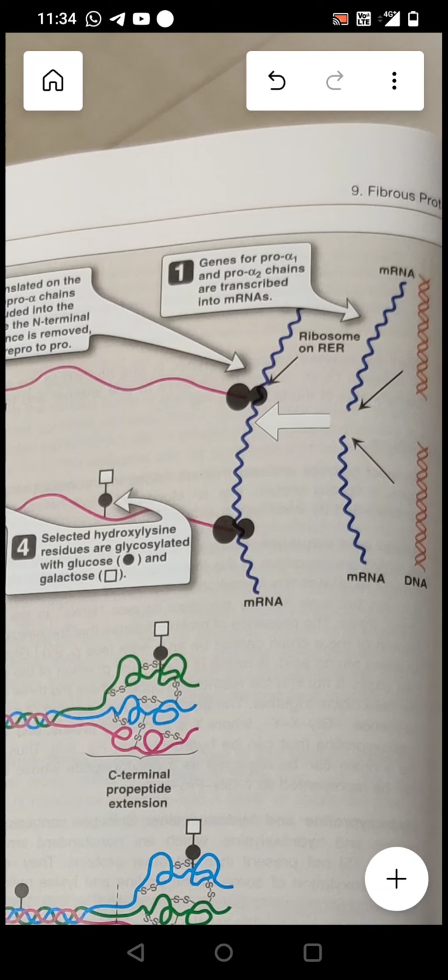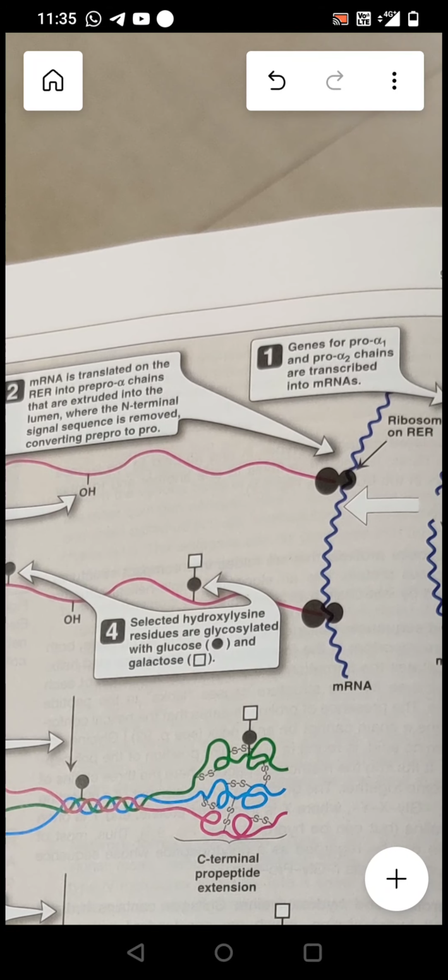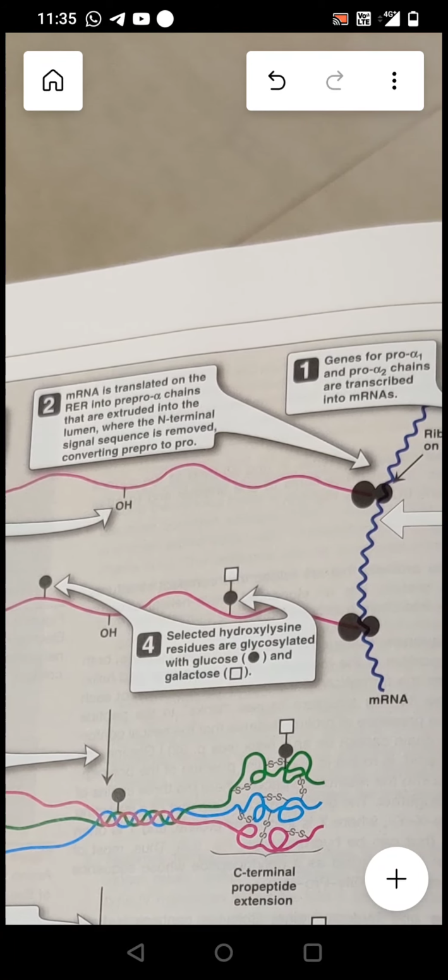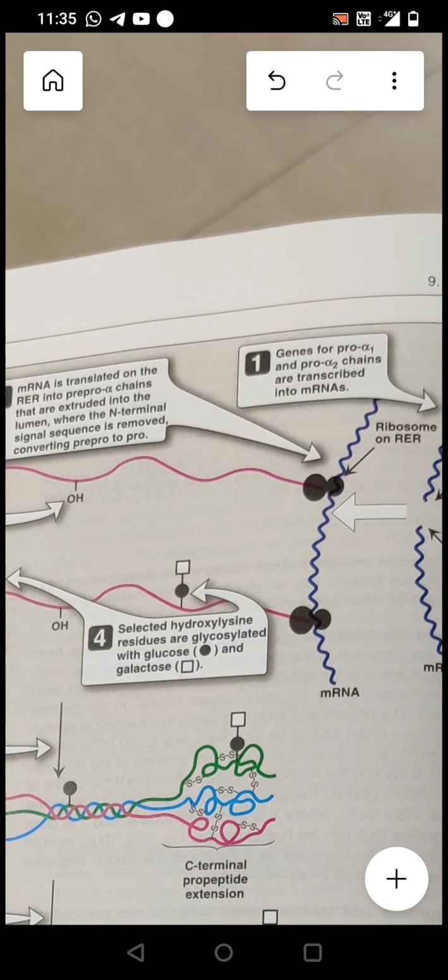So the collagen therefore has an alpha 1 chain and an alpha 2 chain. Type 2 collagen has 3 alpha 1. Type 1 collagen has 2 alpha 1 and 1 alpha 2. You know that. The mRNA is translated on the rough endoplasmic reticulum into pre-pro alpha chain. So once the mRNA gets translated, the translated product itself is called the pre-pro alpha chain.